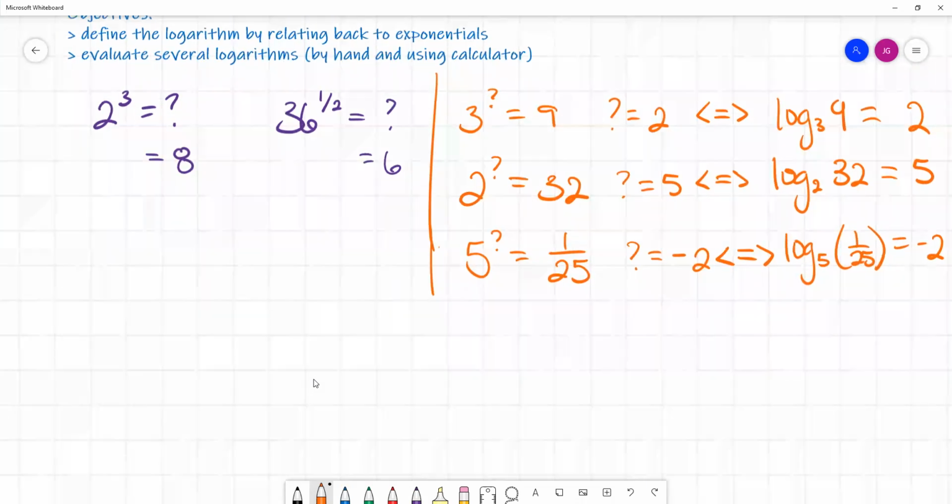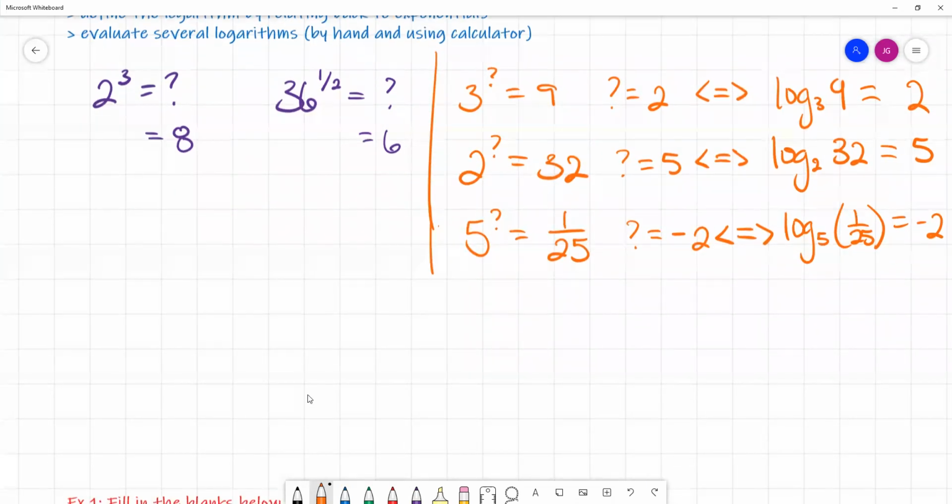So what's the gist here? What's the takeaway? Think about what we did. Instead of finding the output of these exponential expressions, I found the input. What value do I put in the exponent to make 3 become 9? In other words, I found the inverse. That's pretty much the definition of a logarithm.